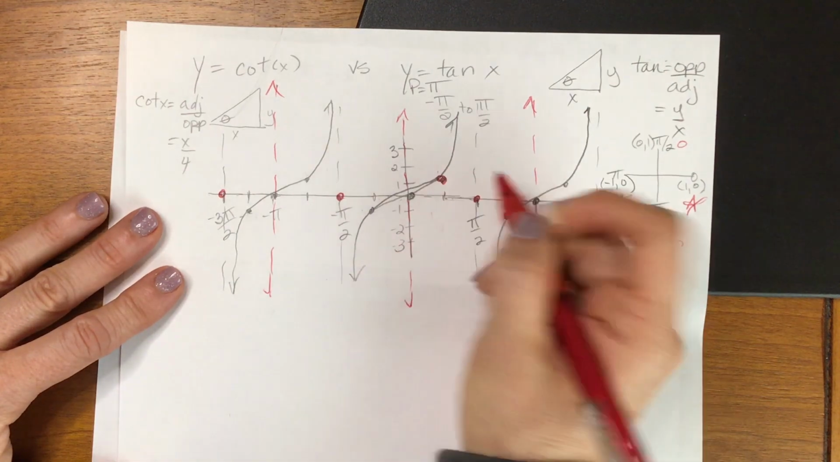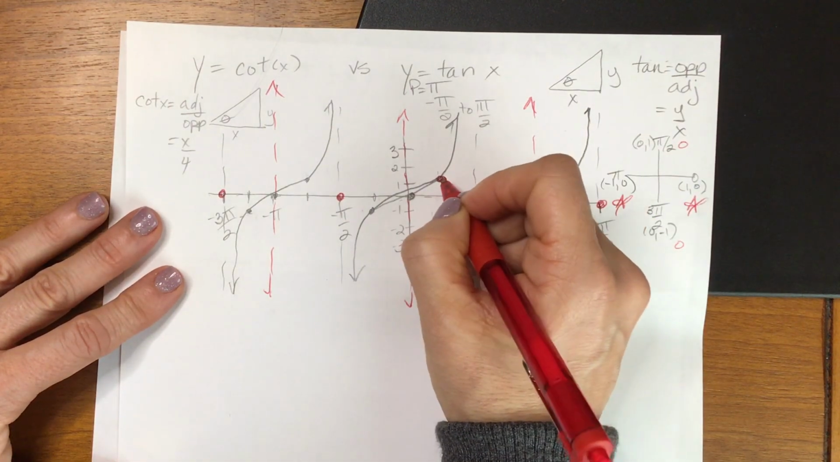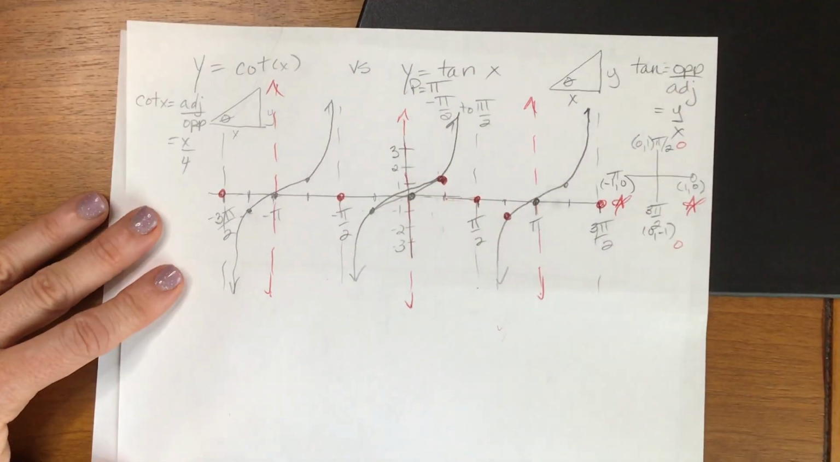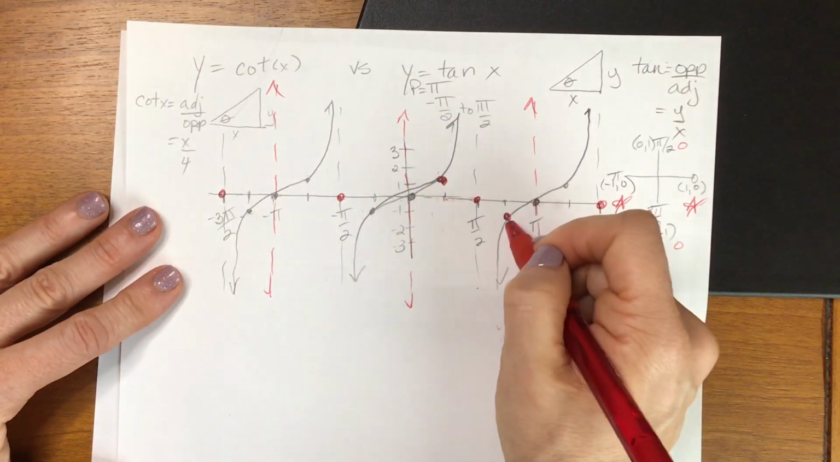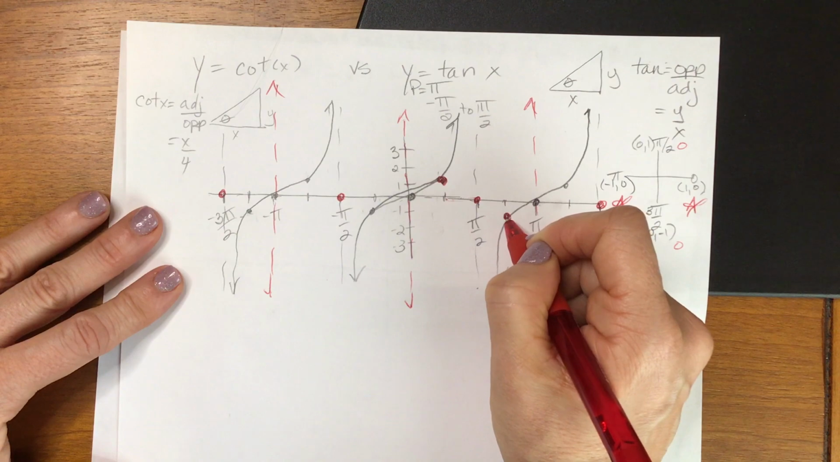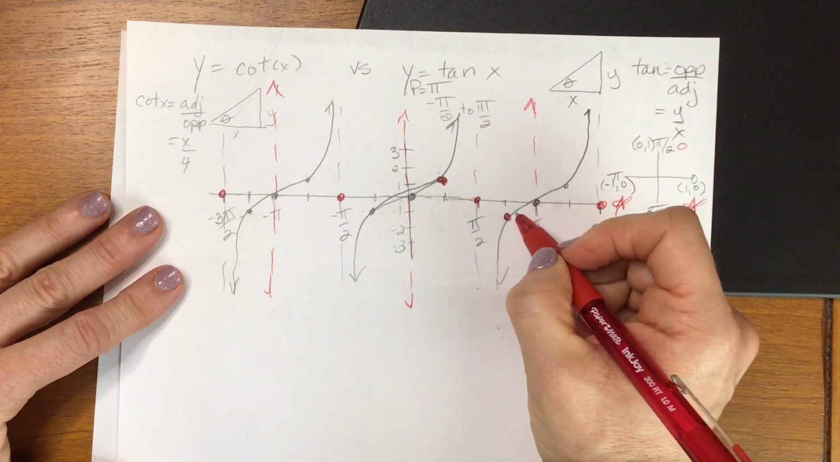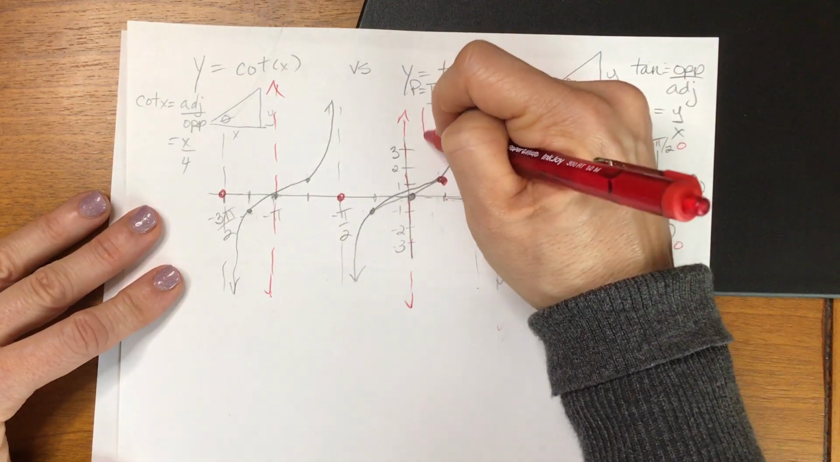See how this right here touches my tangent graph at 1? Well, the reciprocal of 1 is 1, right? Over here, this touches my tangent graph at negative 1. Well, the reciprocal of negative 1 is negative 1. And that's how we get those points.